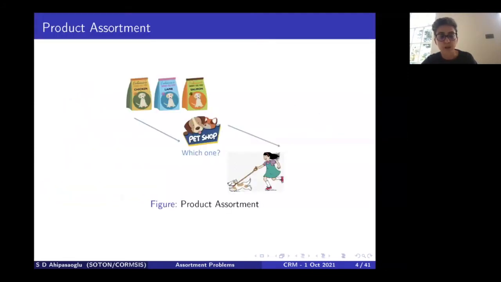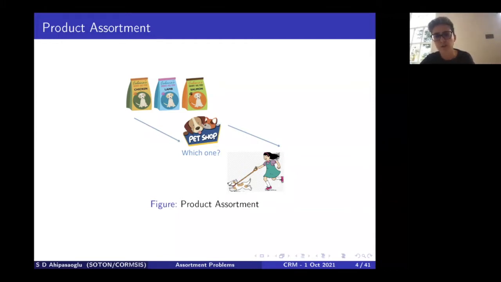So when we talk about product assortment, we are thinking about a very classical problem in revenue management that every retailer who has a shop faces. There are certain products to sell, and you need to choose which ones would be the most profitable if you were to store them in your store. So this is the classical retailer problem.